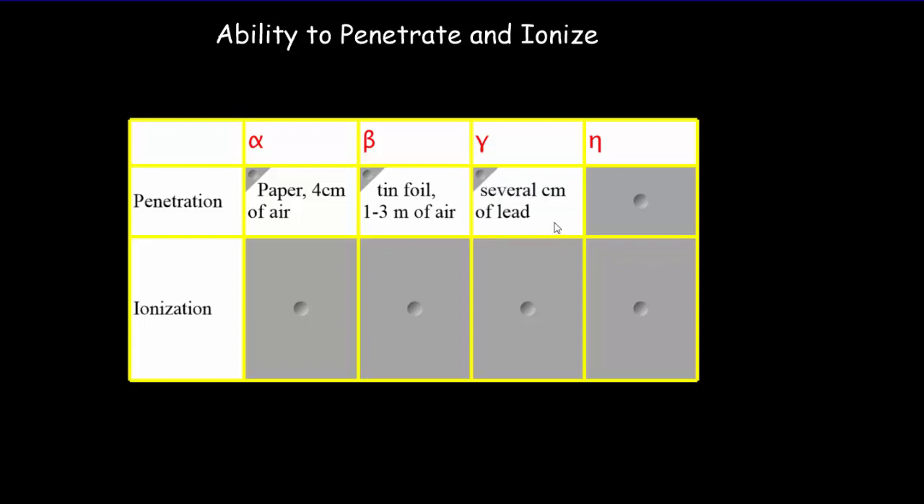The gamma particles, as I said, you need a thick piece of lead to stop a gamma particle, several centimeters in thickness. And the neutrinos, they'll pass through anything.